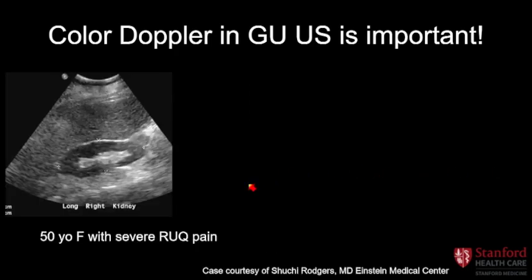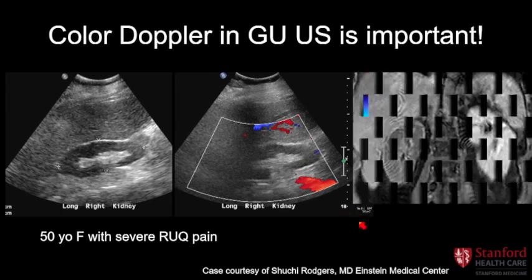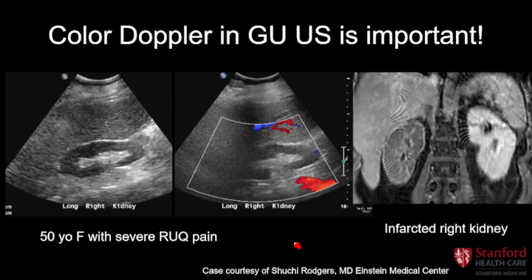And then finally, this is a different case, given to me by my colleague Shuchi Rogers from Einstein. This is a woman who came in with severe right upper quadrant pain. At our institution, when we do a right upper quadrant ultrasound, we still look at the kidney, and this helps to show why. On grayscale, this kidney looks normal. But with color Doppler, we see that there is no detectable internal vascularity in this kidney, and this was a completely infarcted right kidney, which we would not have known if we had not looked at it with color Doppler.